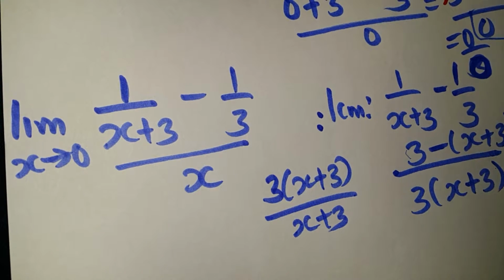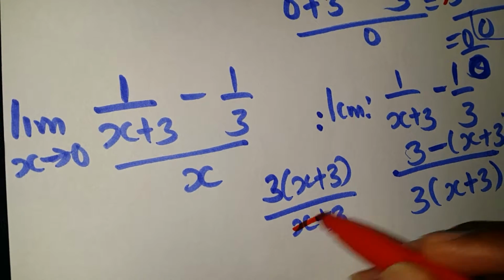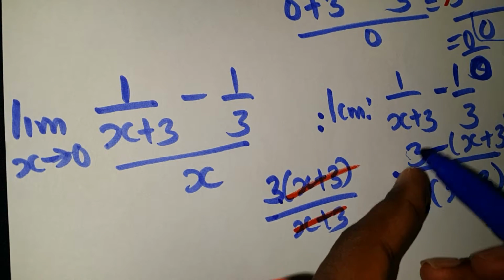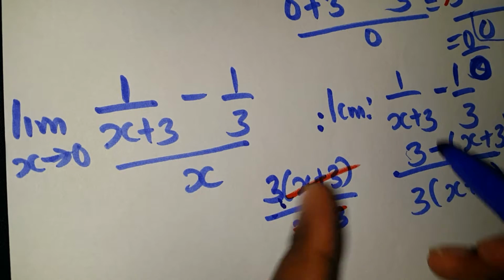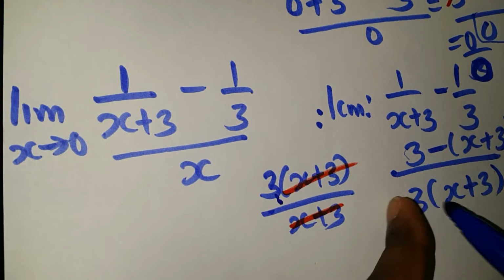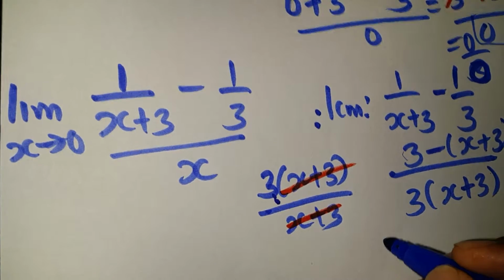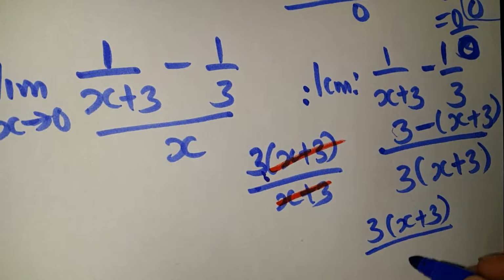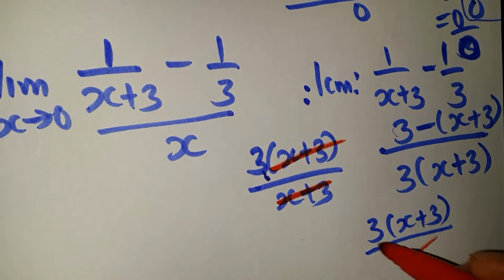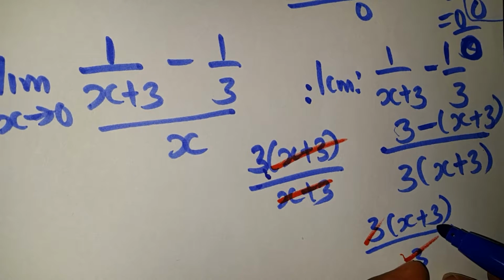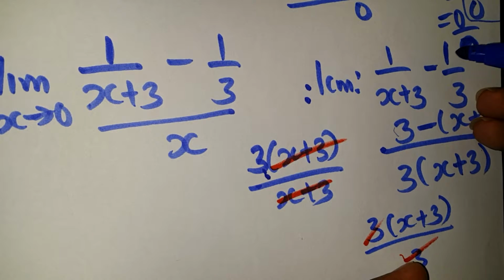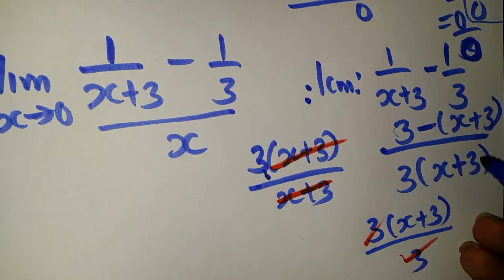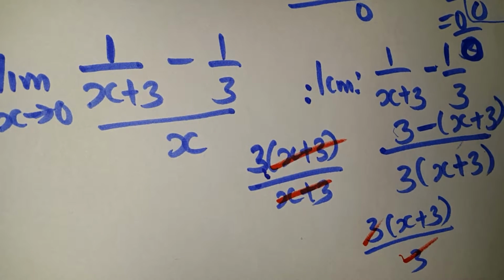As you can see, this and this will cancel. So we have 3 left. That's how I obtain this 3. And 3 multiplied by 1 is 3. That's how I obtain this 3 here. Then we have this as well, which is 3 times x plus 3, divided by 3. So 3 and 3 will cancel. We have x plus 3 left. x plus 3 multiplied by 1. We have this negative x plus 3. That's how I got this here.